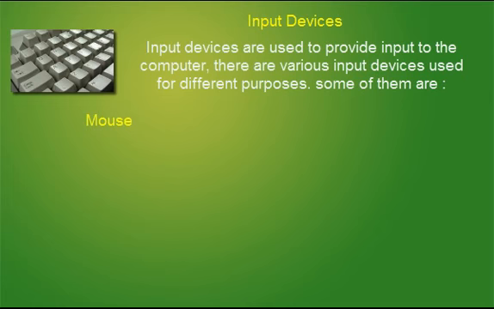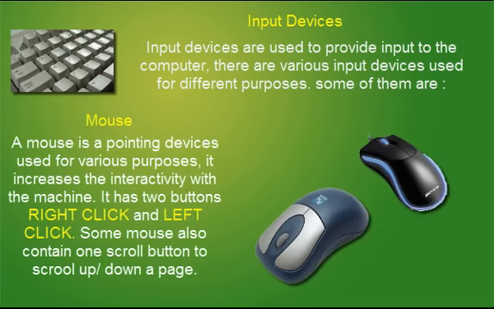Some of them are mouse. A mouse is a pointing device used for various purposes. It increases the interactivity with the machine. It has two buttons, right click and left click. Some mouses also contain one scroll button to scroll up and down a page.